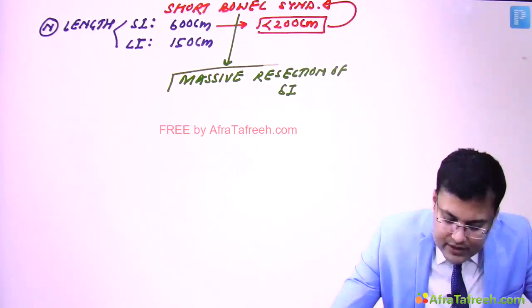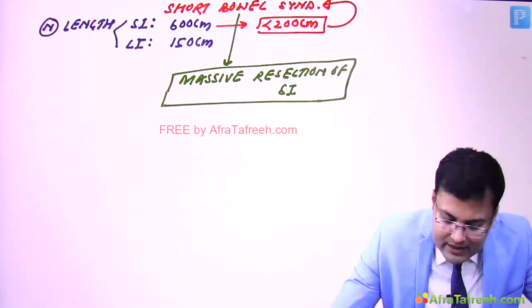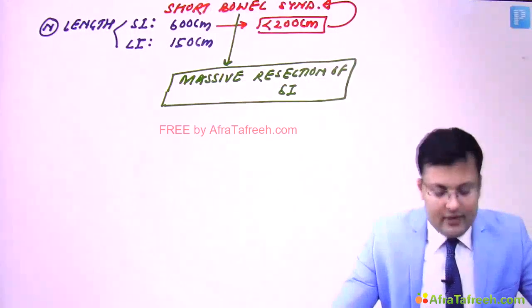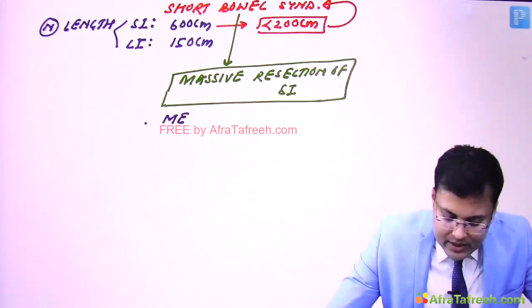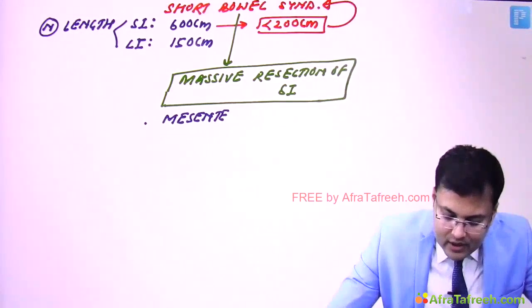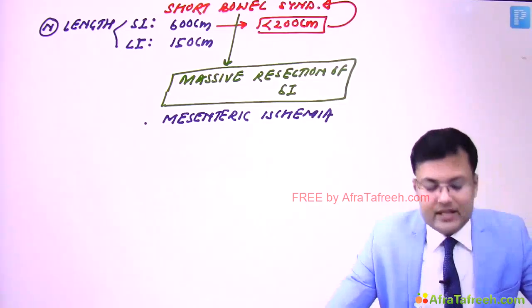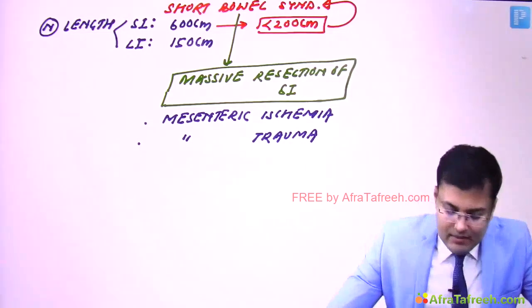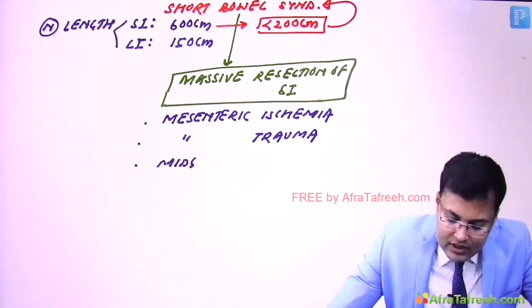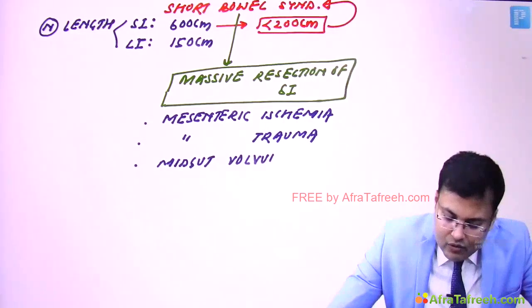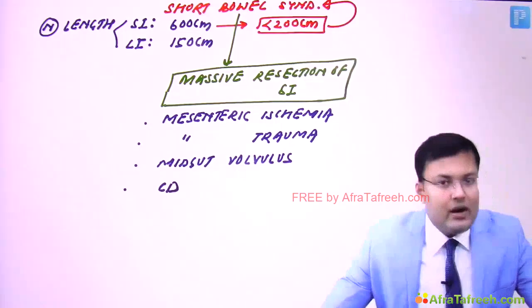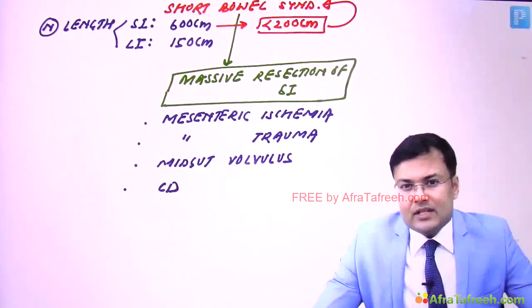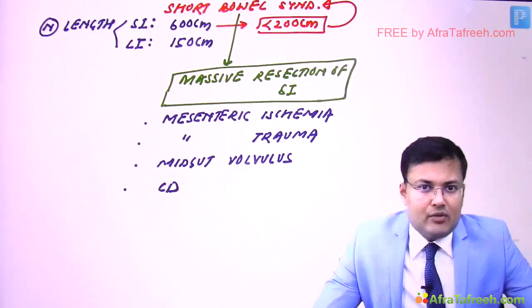Clear? So in which surgeries are we going to perform massive resection of the small intestine or small bowel? Most important, you have seen patients with mesenteric ischemia, where almost the whole midgut is ischemic. Other causes: if the patient has mesenteric trauma, it can lead to devascularization of bowel. Patients with midgut volvulus, and Crohn's disease. Why? Because on average, a patient with Crohn's disease requires 3 to 5 surgeries of the small intestine.